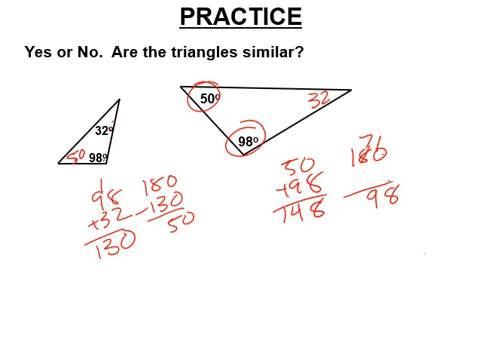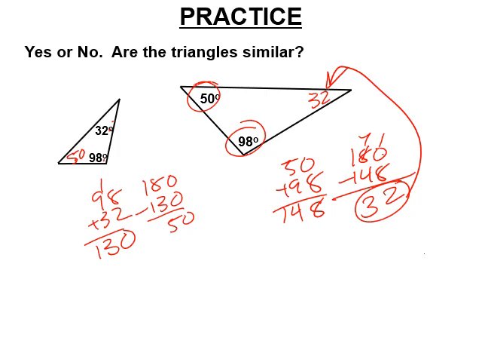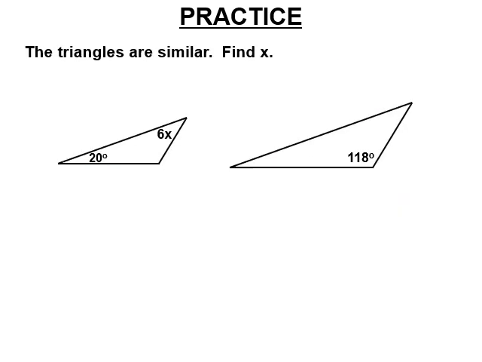Oh, I know what I did. That's what I'm doing wrong. I have to subtract 148, I went too fast. So 10 minus 8 is 2. There is 32. There's what I'm checking. All right, so there says they're similar.